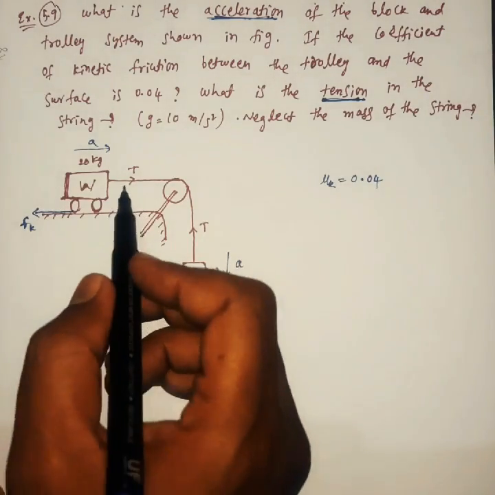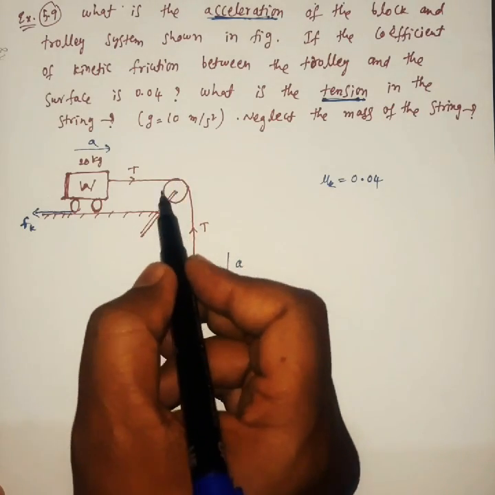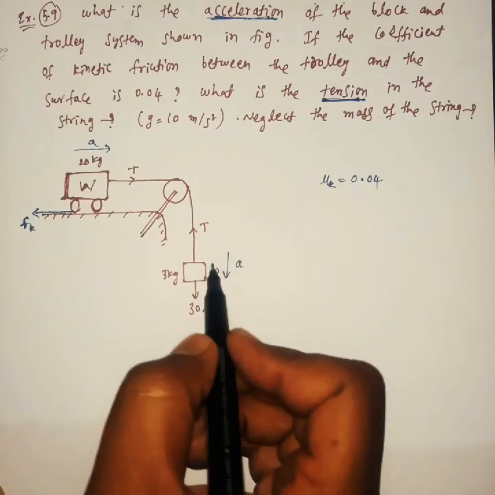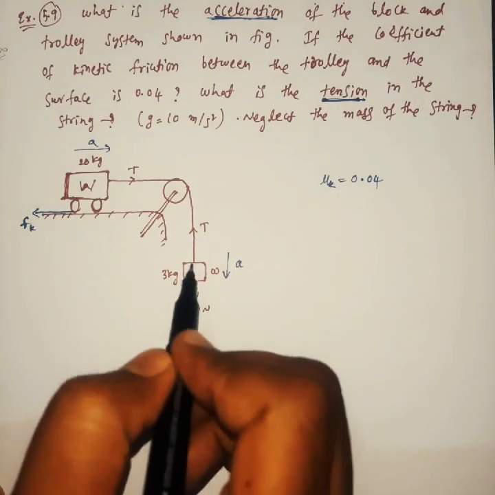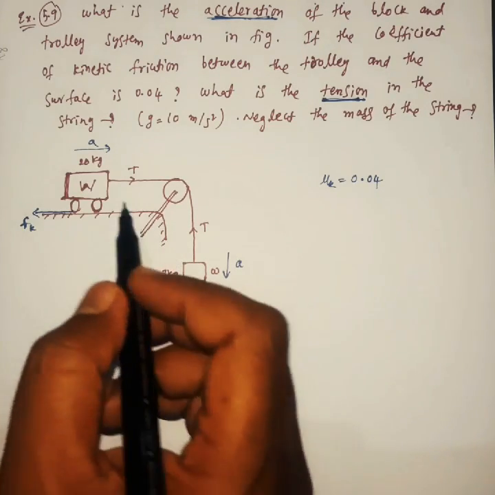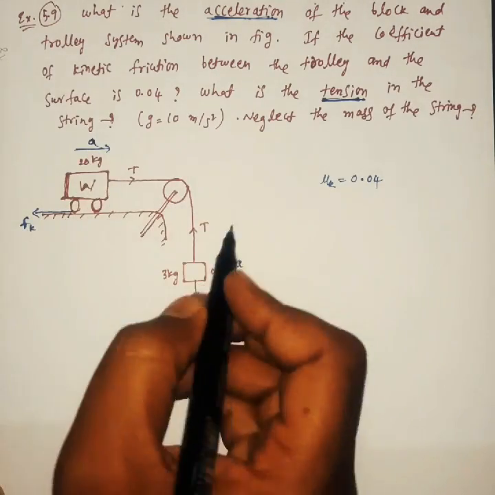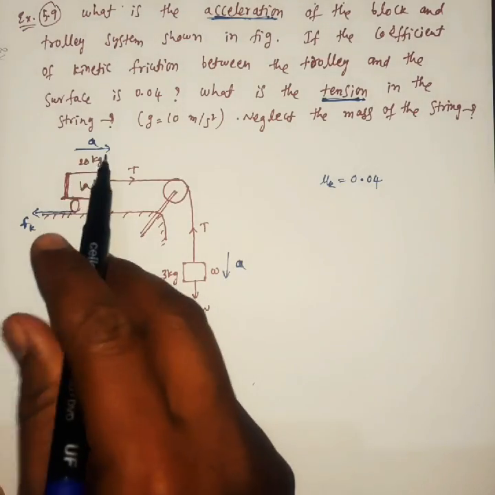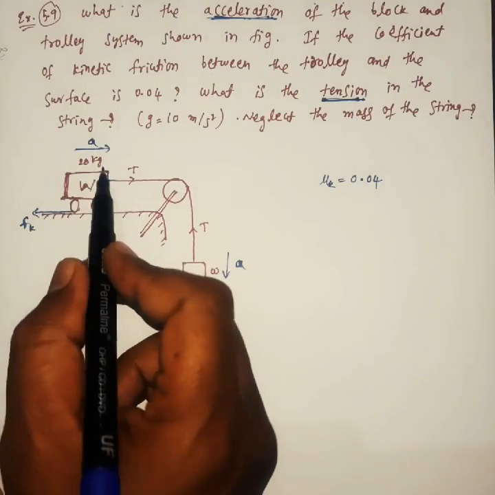So here, if the string is inextensible and the pulley is smooth, the 20 kg mass and 3 kg mass have the same acceleration. So what does that mean? They have the same acceleration. So I am taking it as a. So this one is a. So they move with acceleration a. So here the trolley is in motion.